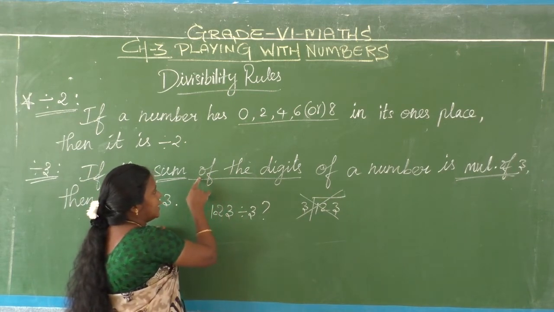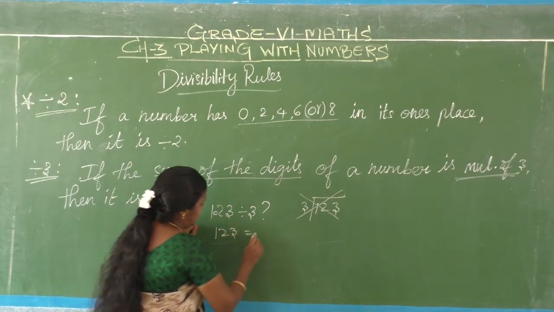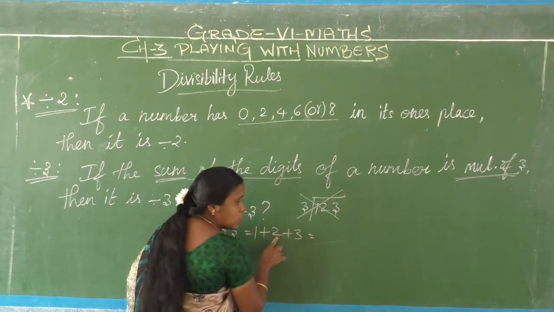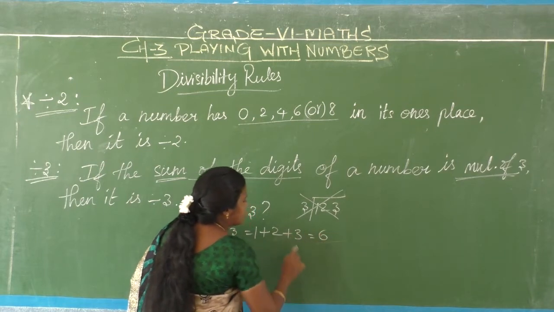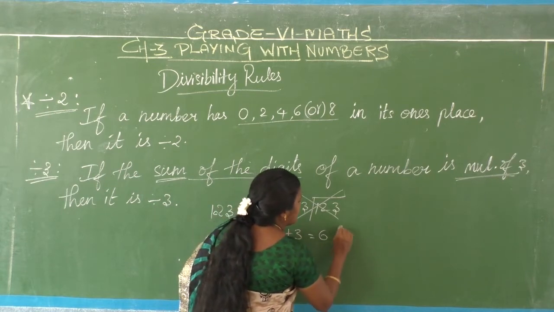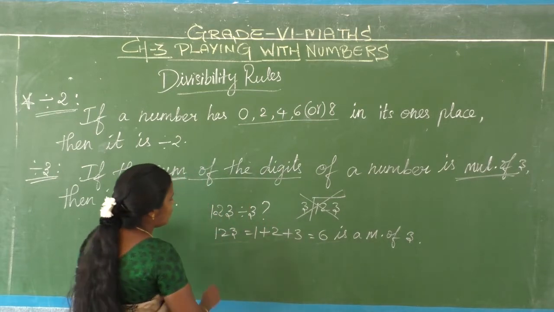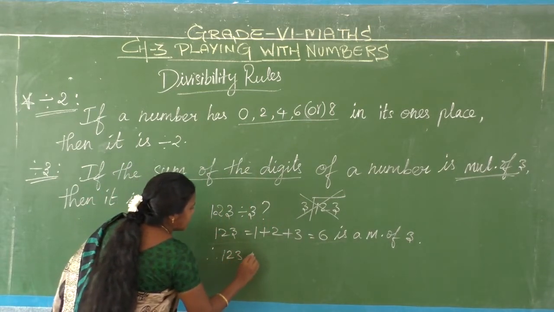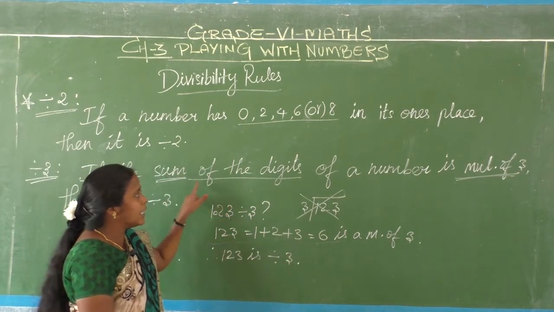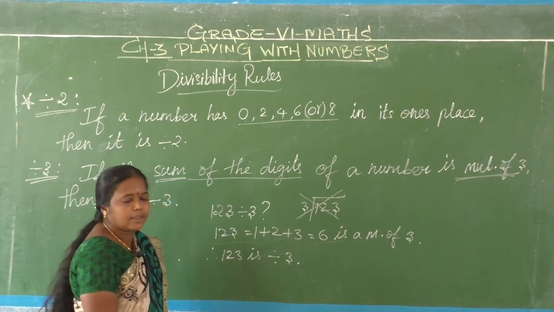How? Sum of the digits. Add this 123. Sum of the digits means what comes? 1 plus 2 plus 3. So 1 plus 2, 3. 3 plus 3, 6. So the sum of the digits of this number is 6. 6 is a multiple of 3, yes or no? Therefore, we can tell 123 is divisible by 3. No need to work out like this. With the help of the rule, we can decide whether the particular number is divisible by the 3 table or not.